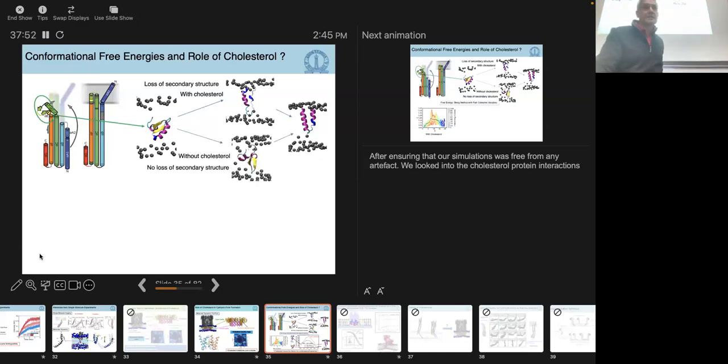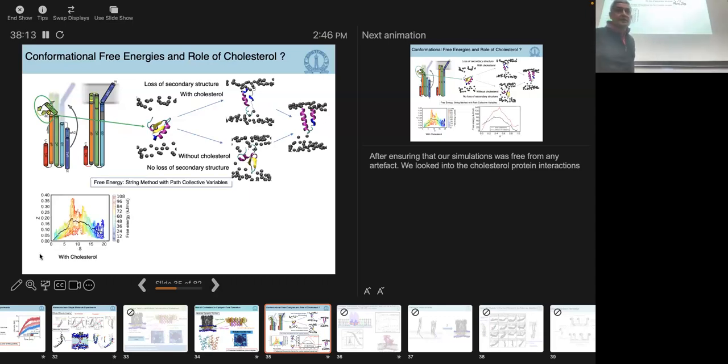Now, without cholesterol, we have done a detailed analysis of the secondary structure and so on. Without cholesterol, we find that there is very limited loss of secondary structure. So somehow cholesterol seems to trigger this loss of secondary structure in the membrane.